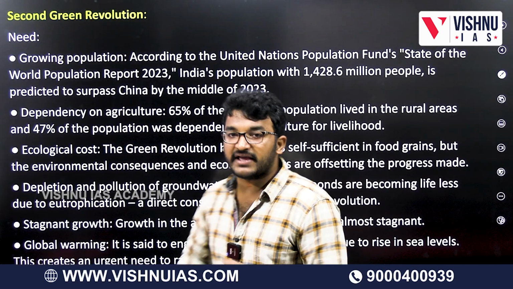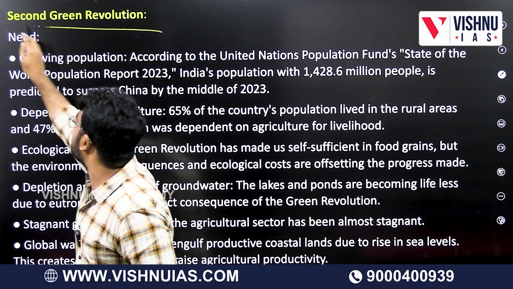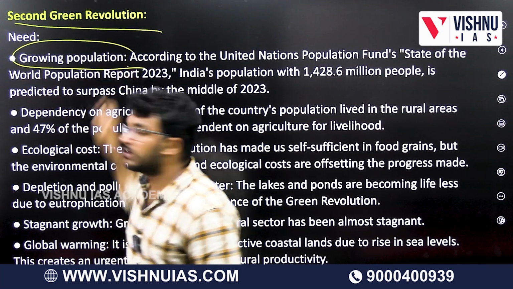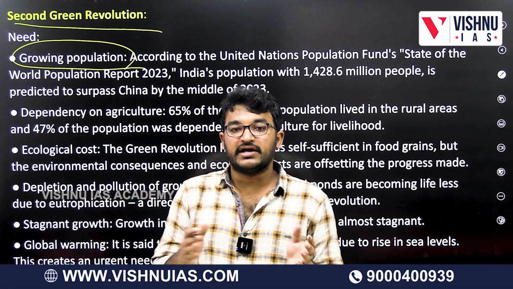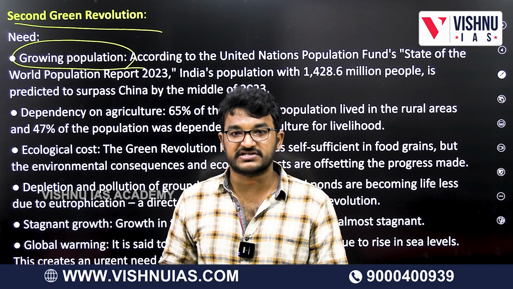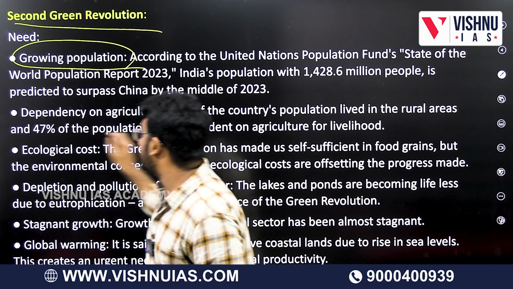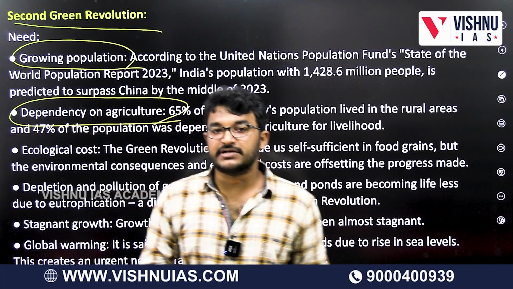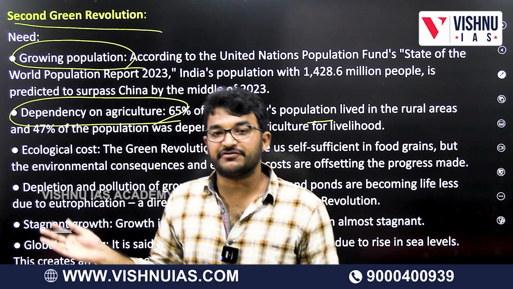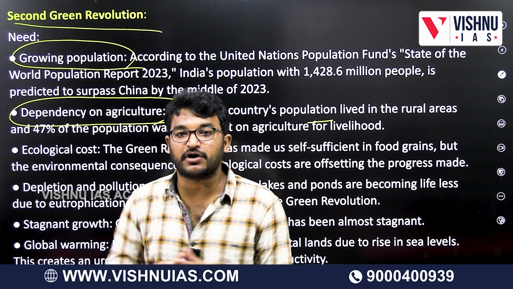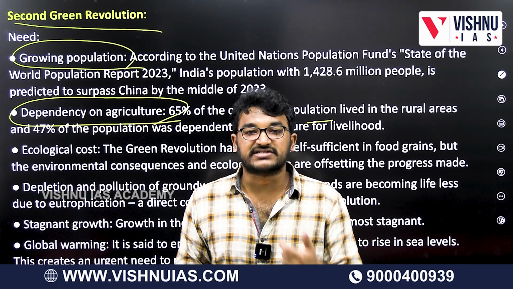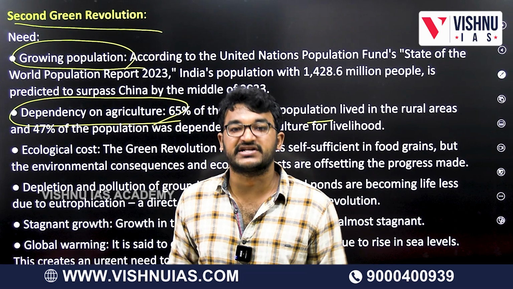Okay, next, why is there a need for this second green revolution? Because there is a high rise of population, growing population. As per the UN report, India is the most populous country now. Around 141 crore population is there in India. Next, dependency on agriculture. Around 65% of our country's population is living in rural areas, and around 47% of the population is directly or indirectly dependent on agriculture. So, success and sustainability of agriculture is quintessential.